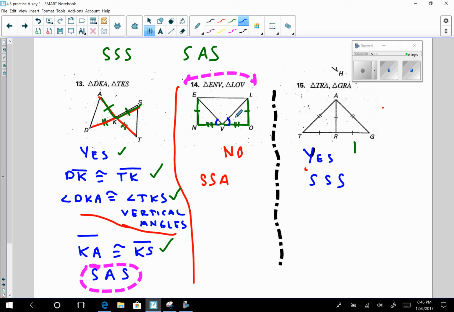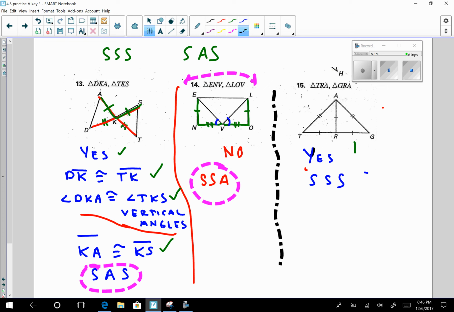But if I look closely, I have a pair of corresponding sides congruent, another pair of corresponding sides congruent, and a pair of corresponding angles congruent. But side-side-angle is not a congruence theorem. So this is a no.